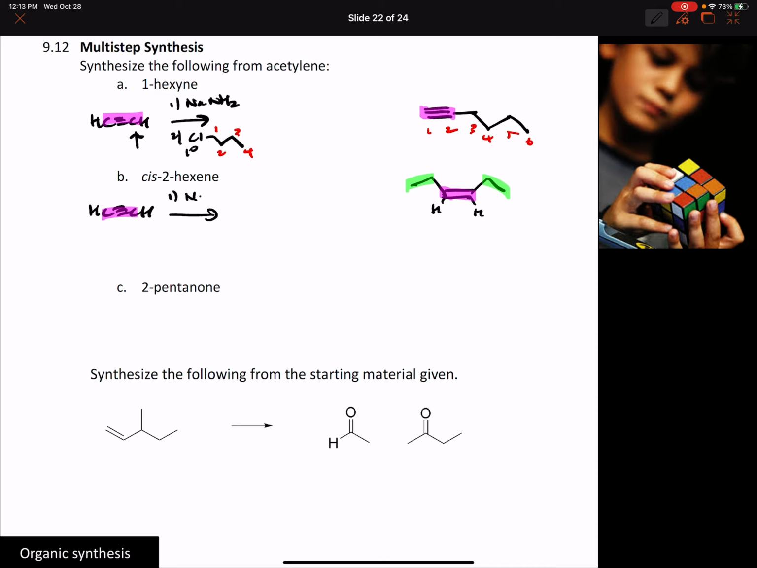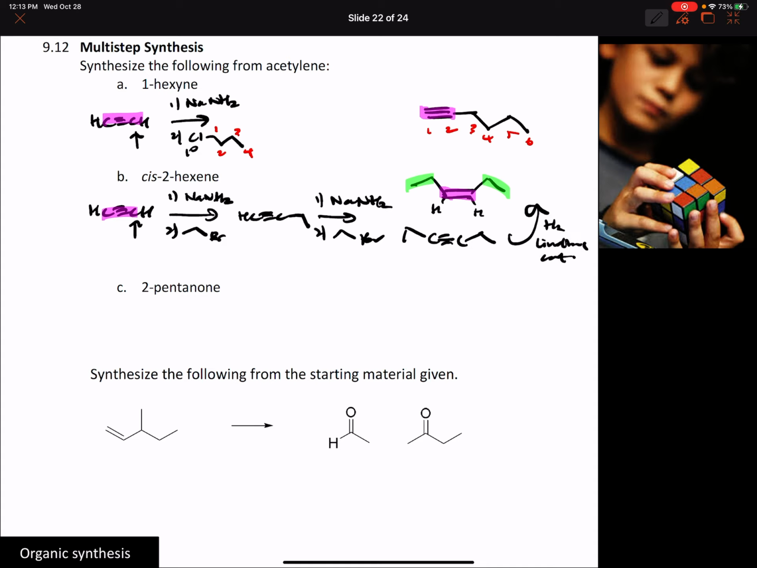Step 1, sodium amide, right, activates this carbon. Step 2, I'm going to give it ethyl bromide. That gives me this. Then step 2, do the same thing. Right, now what we have is, we got this guy. Last step, how do I get the cis alkene? H2 and Lindlar's catalyst. All right, so this is how we can synthesize that guy.